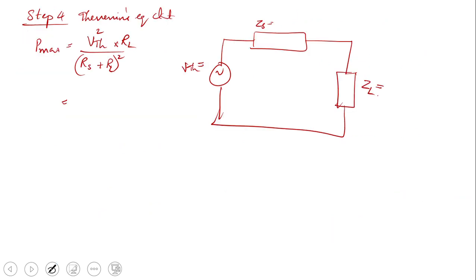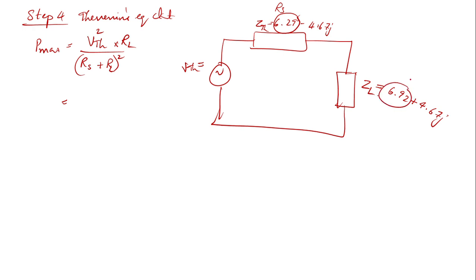Okay, so I think it will be better if I just write the value here for making my explanation easier. So it is 6.29 minus 4.67J, and here it is 6.29 plus 4.67J. So RS is simply the real part of ZTH, and RL is the real part of ZL. So you can see RL and RS are always the same.